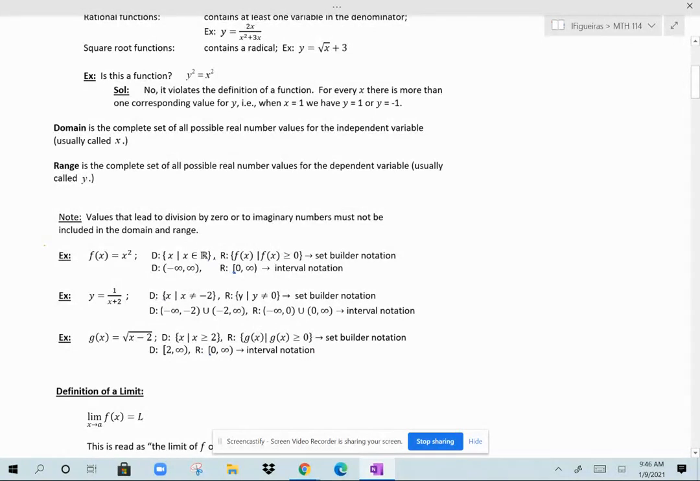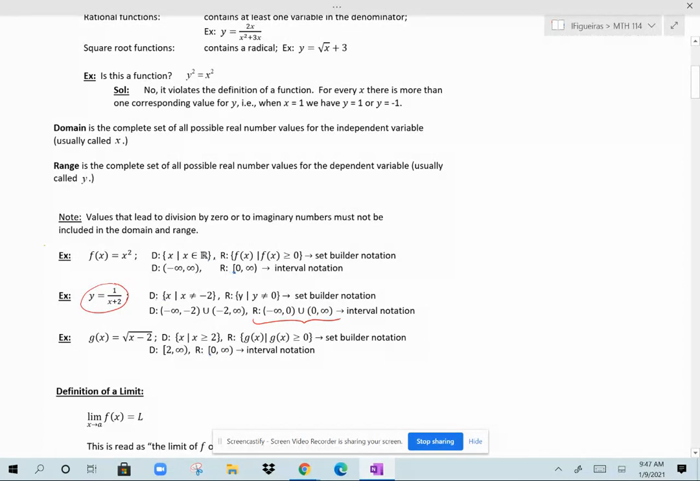In this case, we also have restrictions on the range. So y will never equal 0. It is the set of all y such that y is not equal to 0, but it could be positive and negative and all values in between. Or in interval notation, it is from negative infinity to 0, union from 0 to infinity.